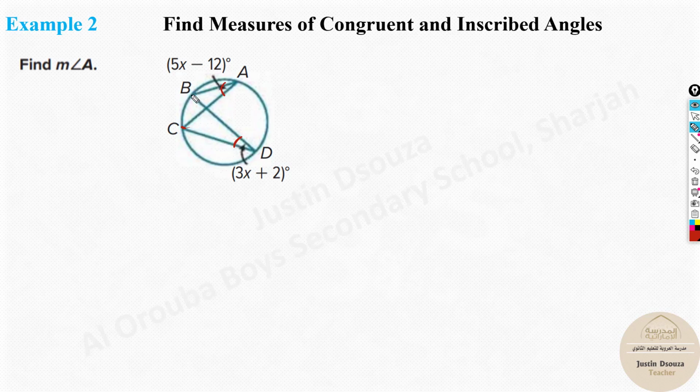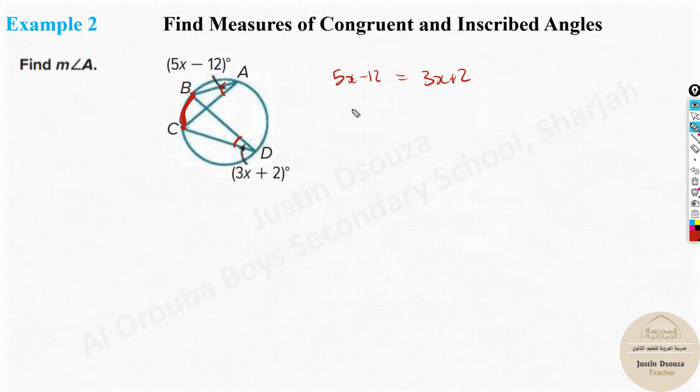Why? Because look at the points where the chords touch the circle. Both are touching at the same points. That means the arc formed is equal, right? So these angles are also equal. Now here, we can just equate these both and find the value of x, because 5x minus 2, that is the inscribed angle A, will be equal to 3x plus 2.